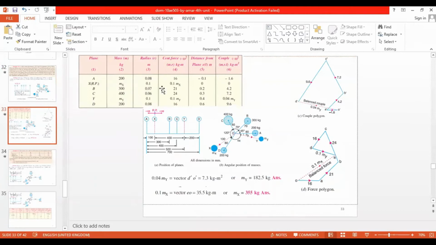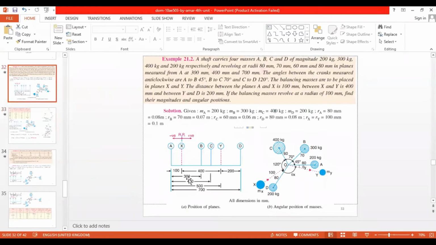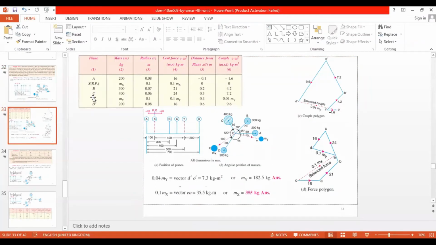Then we will place them in the table. So planes we know in the order, that is A, X, B, C, Y, D. So we need to write it in the order A, X, B, C, Y, D. And we have taken X as the reference plane. You can take any one of these planes as the reference plane, but usually we take either X or Y as the reference plane, because there are more unknowns related to X and Y, while A, B, C, and D are all known.